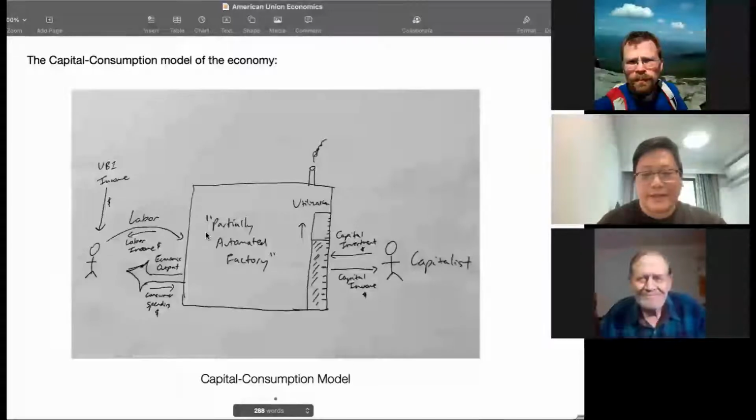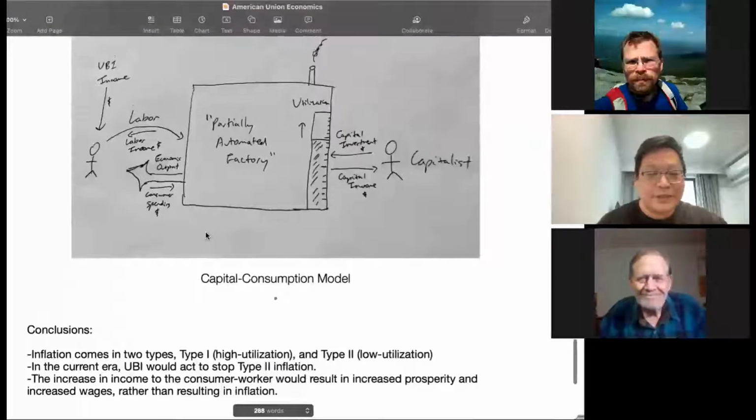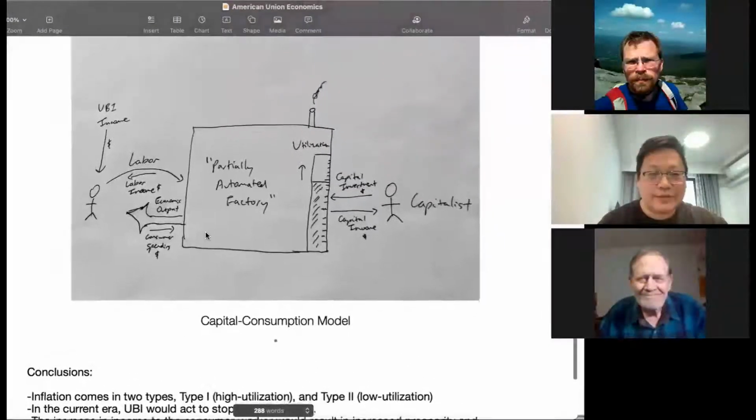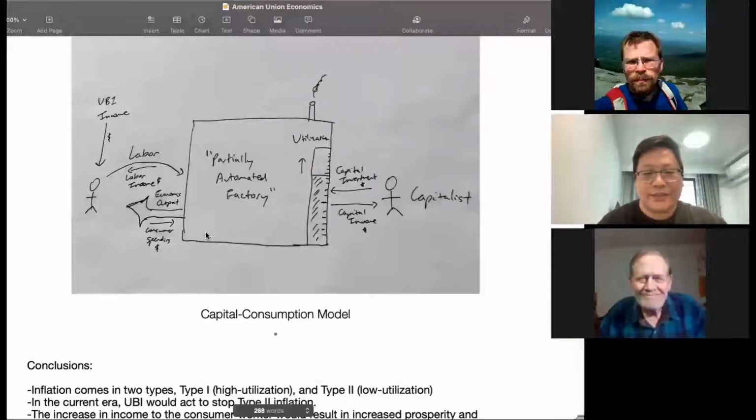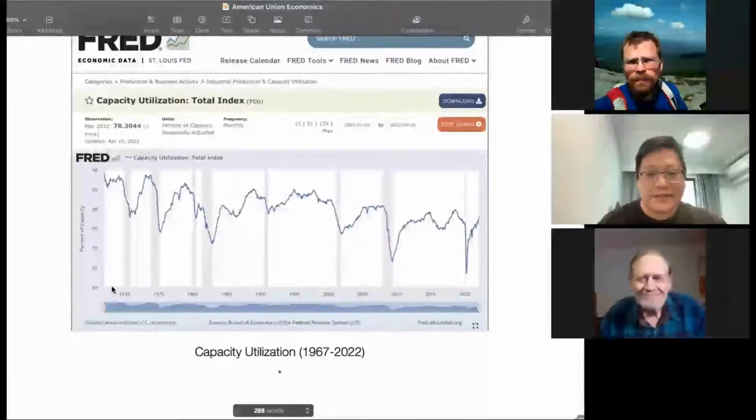So again, a very common question about UBI is, well, would this cause inflation? And the thing to realize here is that inflation comes in two types. So again, if we go back to this capacity utilization chart, we had inflation in the 1970s, and we are starting to get inflation right now.